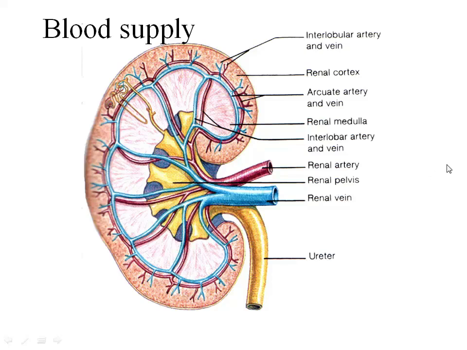So we'll see here some of the labels of these blood supply arteries and veins. So here the major artery and veins. The major artery which enters into the kidney is the renal artery.